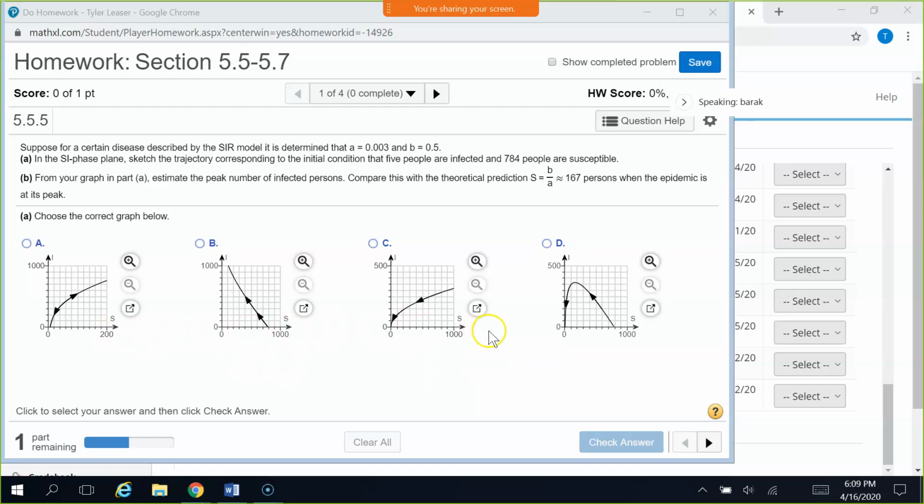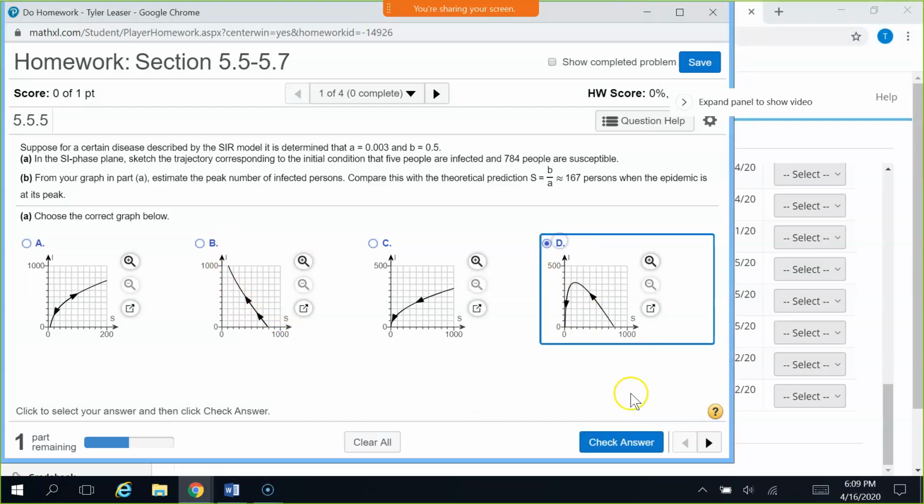Yep. The reason for that is that the horizontal axis is the susceptible, and the vertical axis is the infected. The more people that you have susceptible, the more potential there is to be infected. And it's also going by the initial conditions: 784 susceptible and 5 infected. That's this point right here, right? It's 784 and 5, so very close to the x-axis. So it could only potentially be D or B, but it can't be B because it's not going to explode like that. It's got to be this one. Okay.